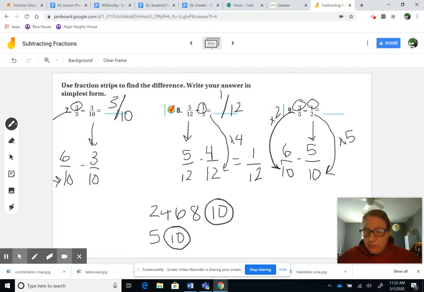And now I can subtract 6 minus 5 because both of these numbers are in the form of tenths. 6 minus 5 is 1. And our new denominator is tenths, and that is in simplest form.